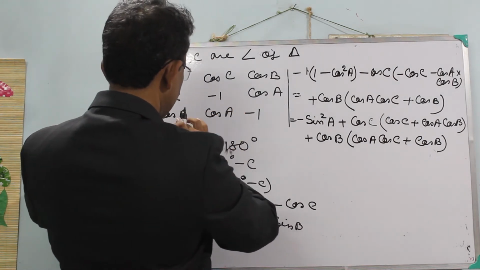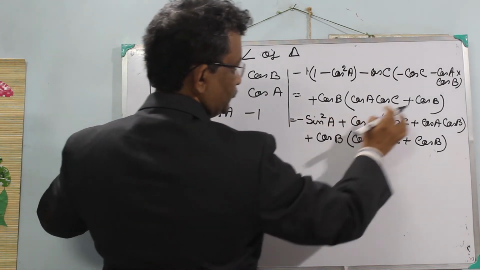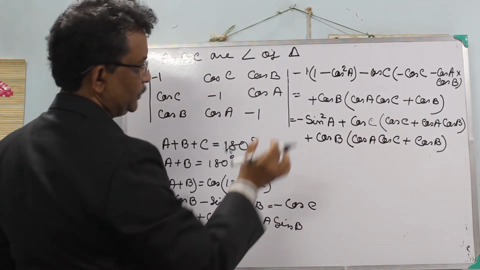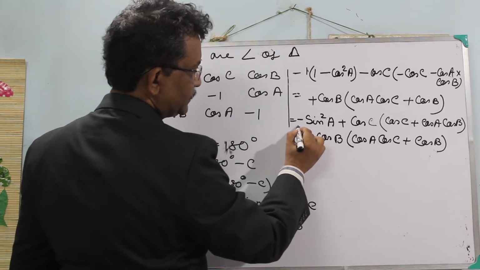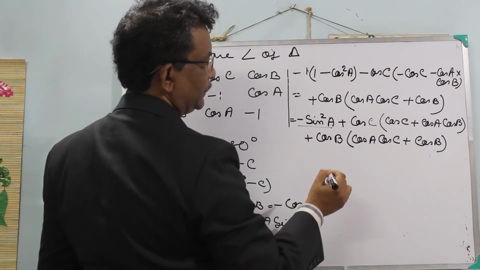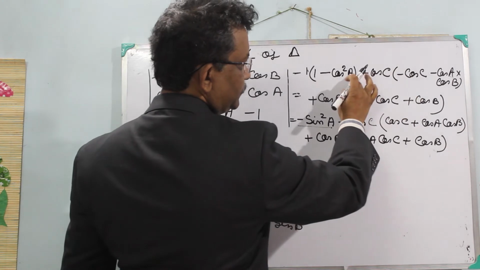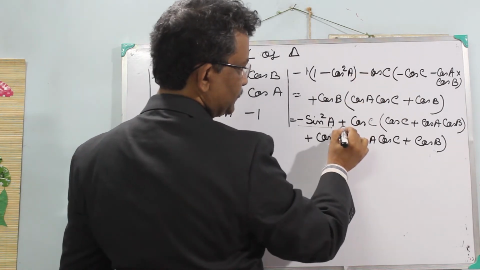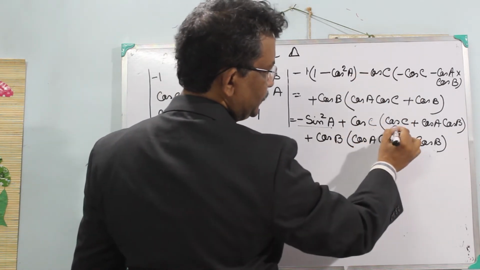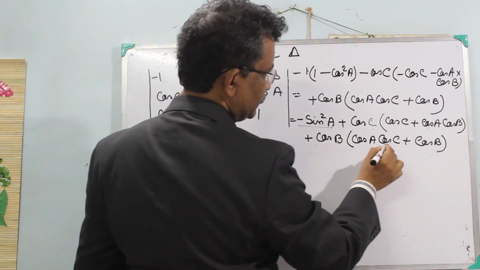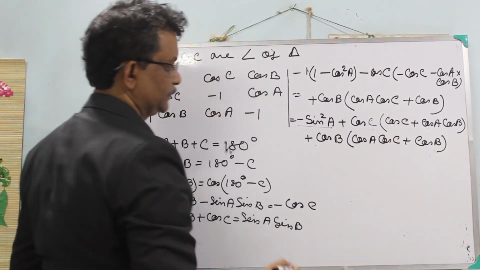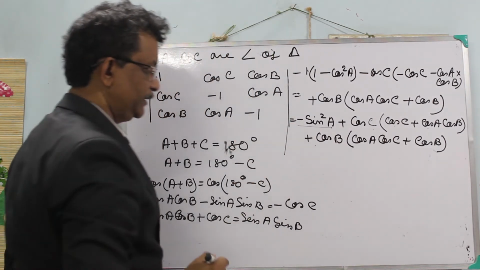minus cos B, that means plus cos B. If I simplify, minus 1 minus cos square is equal to minus sin square A, and I take common, so it becomes plus cos C plus cos A cos B, and this is cos B cos A cos C plus cos B. So I have simplified it.